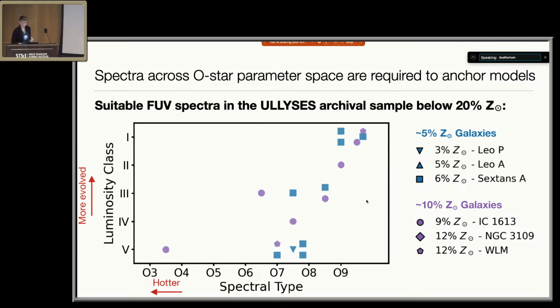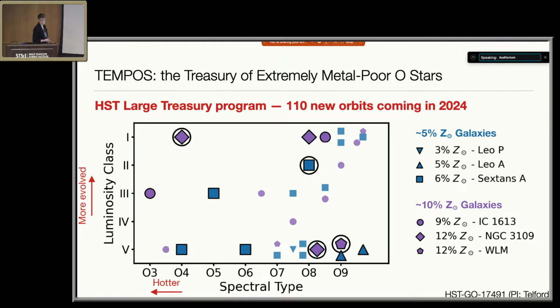So to remedy the situation and better populate this parameter space, I am leading a new large treasury program with the Hubble Space Telescope called TEMPOS, the Treasury of Extremely Metal-Poor O-Stars. We are strategically building on this archival sample from ULLYSES to obtain new COS observations, either complementing existing spectra for 8 of these stars, or observing new stars that have been recently identified, in some cases for the first time in the far UV. Again, we need the far UV spectra to be able to analyze these stars, and we also need optical spectroscopy to complement them.